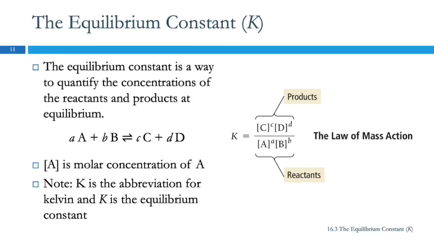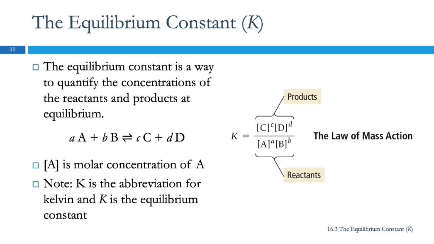So the equilibrium constant is a way to quantify the concentrations of reactants and products at equilibrium. Here we have our generic chemical equation with the coefficients as lowercase letters and the capital letters as the chemical formulas. And this is the definition, essentially, of the equilibrium constant. So what we have here are the products divided by the reactants.